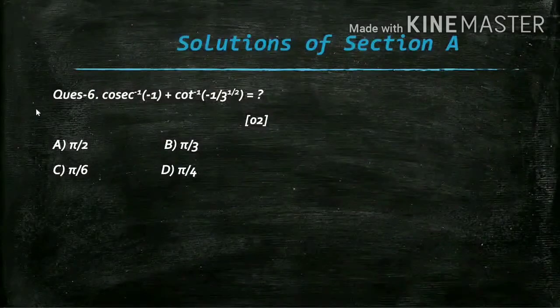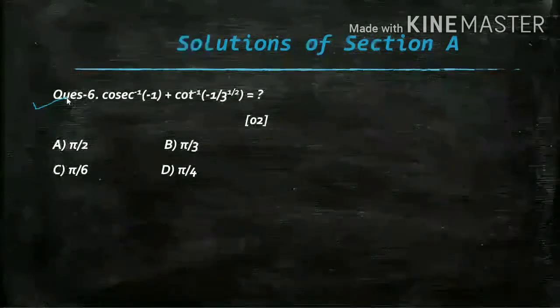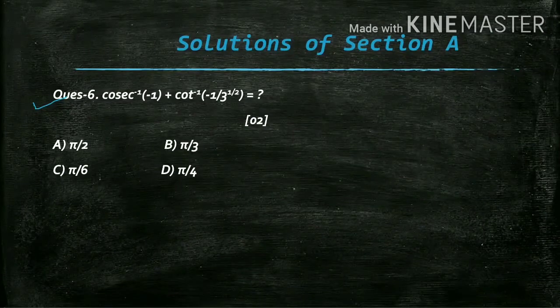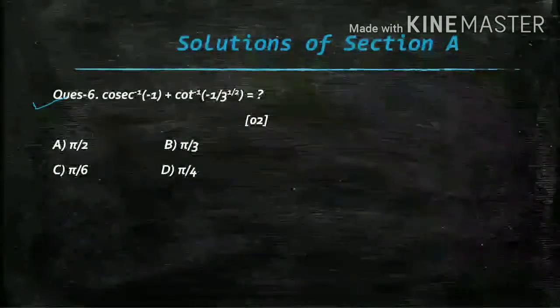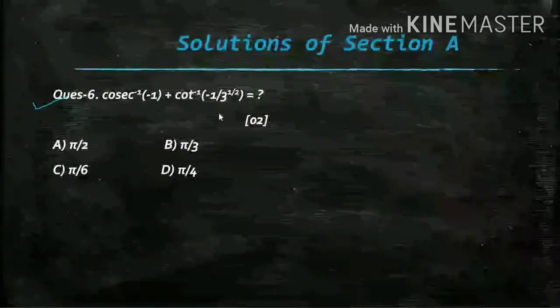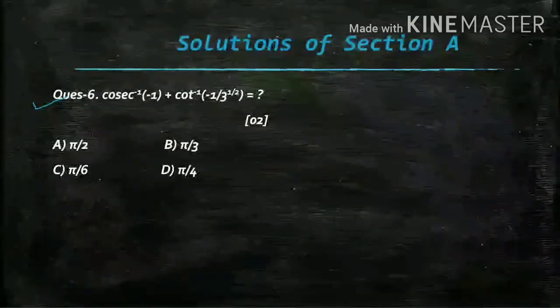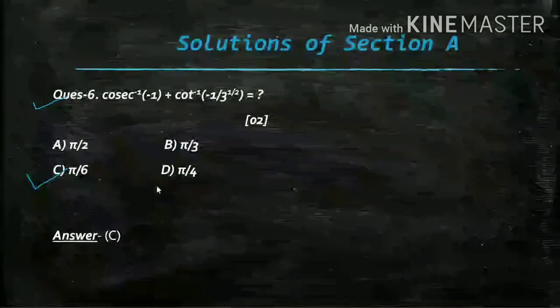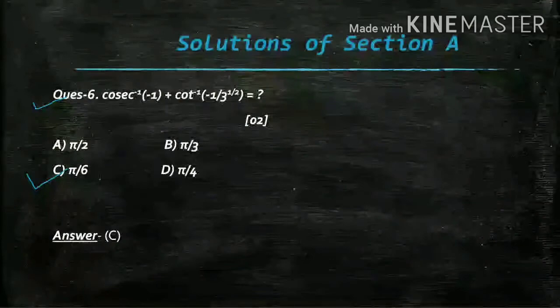It was something that I told you in the last lecture: find the value of cosec inverse minus 1 plus cot inverse minus 1 by root 3. So we'll proceed with the first thing first, as I taught you. The answer is C. It's pi by 6. In case of any doubt, please see the solution.